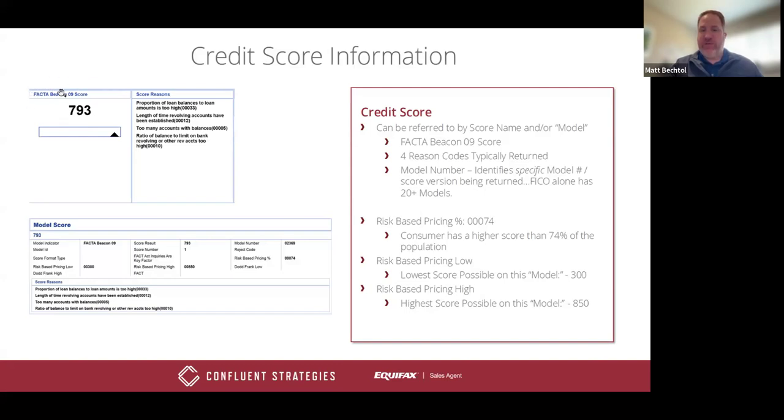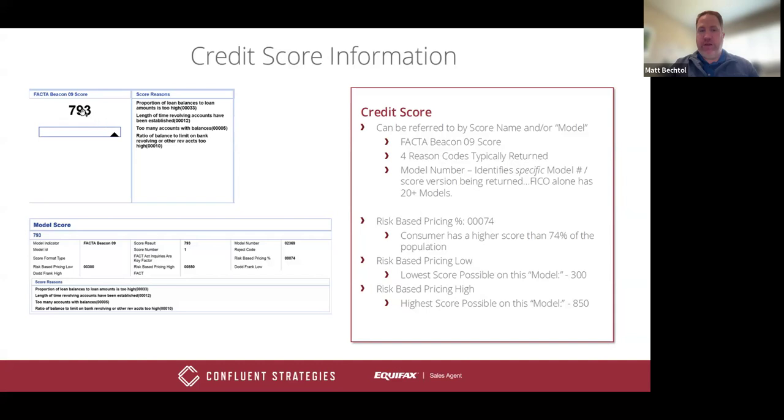So as that changes, if you view this report 6 months from now or a year from now, it may no longer be the FICO score 8 or the Beacon 09 score. It may be Equifax FICO score 10T or Vantage score 4.0 or another model. But we will specifically tell you the name of the score that you're looking at on every report.